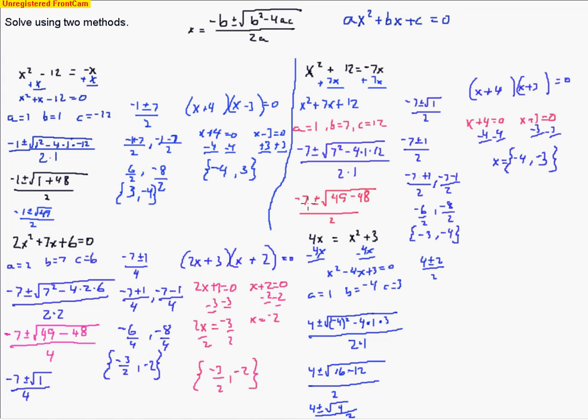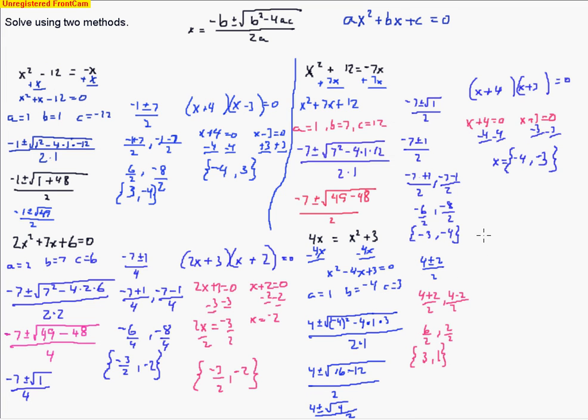So again, we've got the 4 plus the 2 all over 2, and we also have the 4 minus the 2 all over 2. So it makes 6 halves, which makes 3. Over here we got 2 halves, which makes 1. So those are the two x-intercepts.